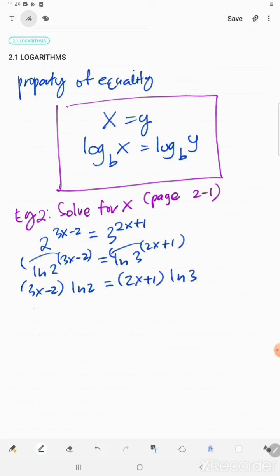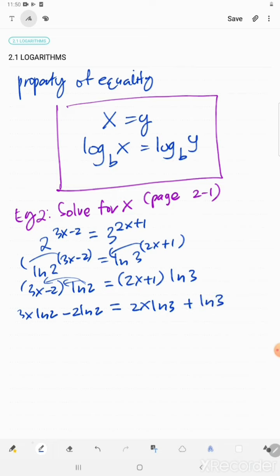Why did I put brackets here? Because it involves two terms, 3x and minus 2. This is to avoid carelessness. So next step, you have to expand one by one. Multiply ln 2 with 3x and ln 2 with negative 2. So we get here 3x ln 2 minus 2 ln 2 equal to 2x ln 3 plus ln 3.